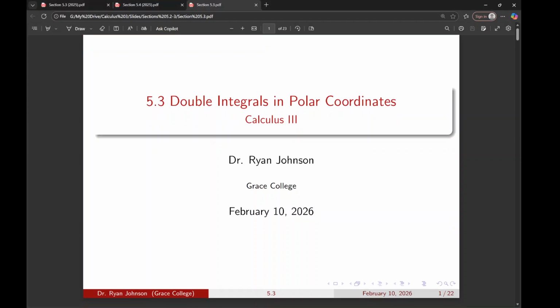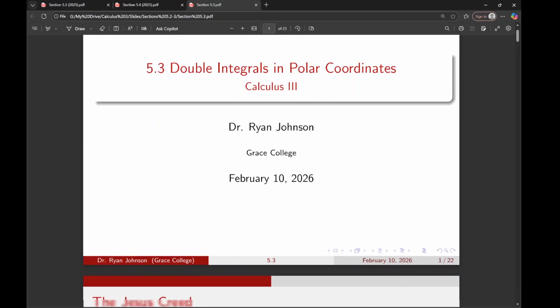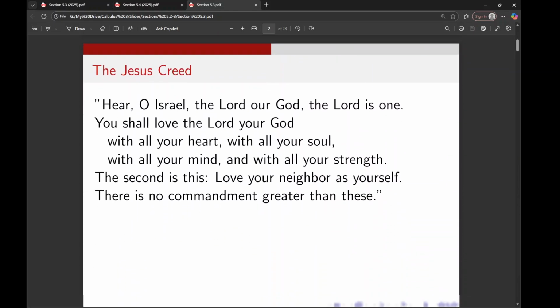So let's talk about double integrals in polar coordinates. You should have already done double integrals, but now we go back to some of the stuff we did back in chapter 2 of switching to polar. So first, let's start off with this.